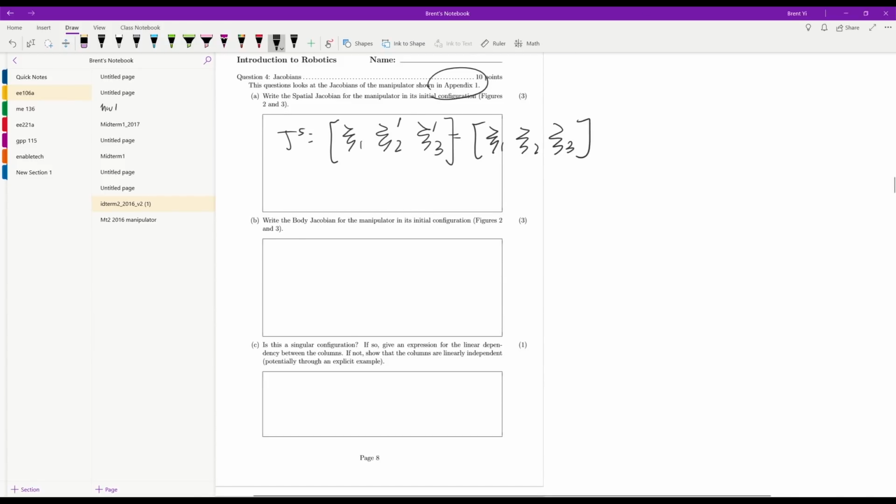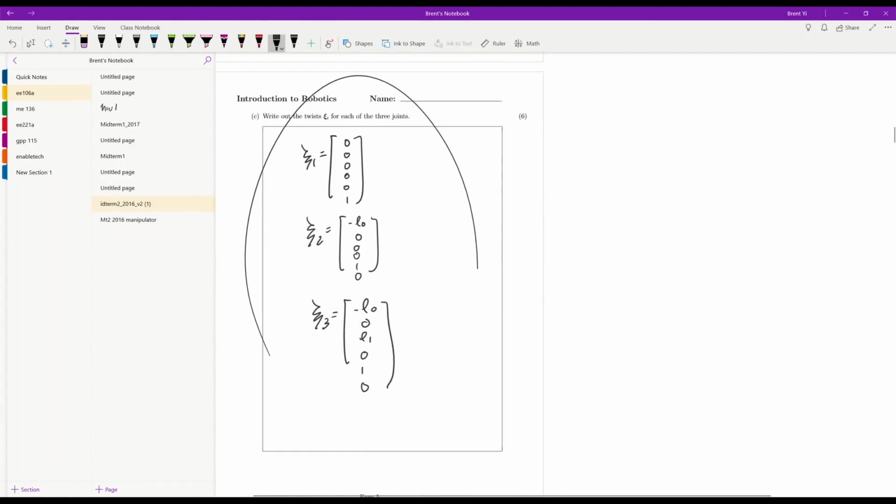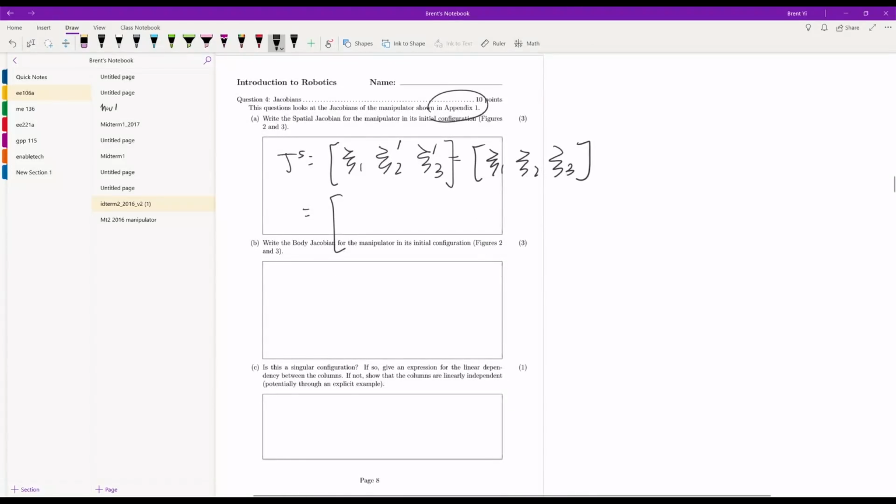We already solved for these earlier, so we can just take our solution from above and stack them next to each other. So what the twists were, we just take these 3 twists and put them next to each other. So this should be 0, 0, 0, 0, 0, 0, 0, 0, 1, negative L0, 0, 0, 0, 1, 0, negative L0, 0, L1, 0, 1, 0. So all we did was we looked at the twists we've already solved for, and then we copied them over.